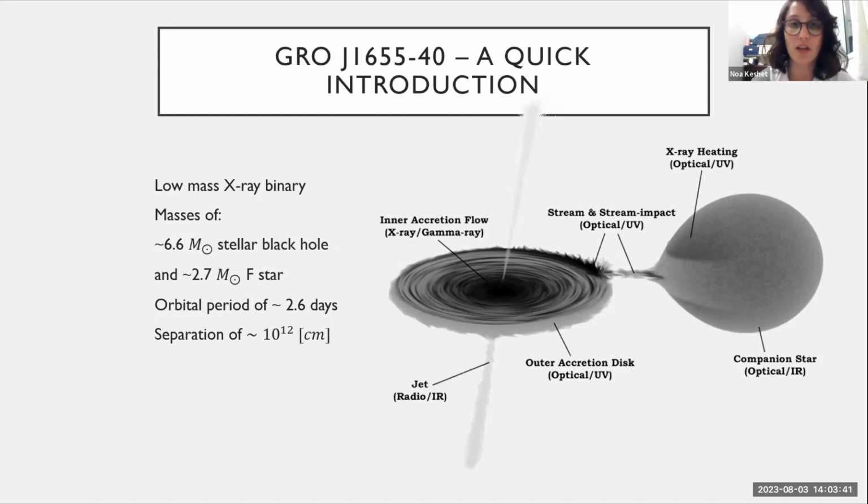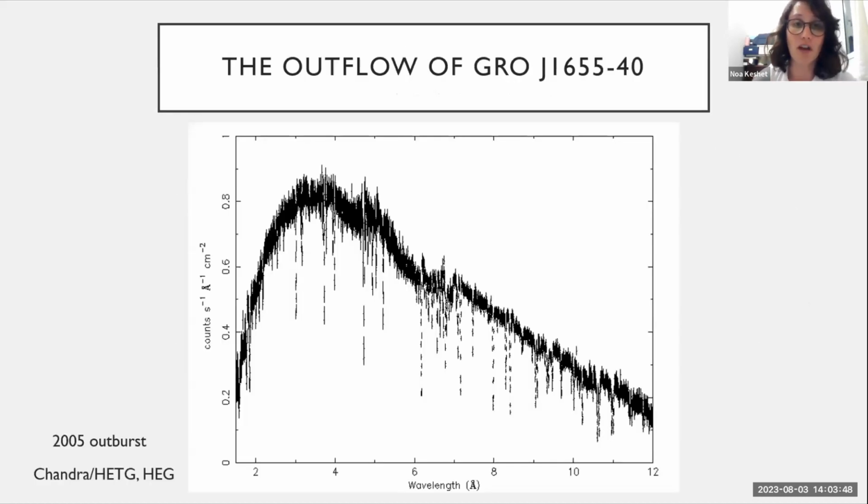But the most interesting part about it, maybe spectroscopically thinking, is its outburst from 2005, which we were able to observe with Chandra. Here I am showing the spectrum from the HEG grating, and as you can see, it is a very unique spectrum. It has really great signal-to-noise ratio and many lines. It is very rich in lines, which is probably why it has been the subject of many works for almost 20 years now.